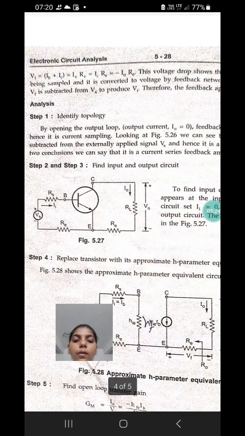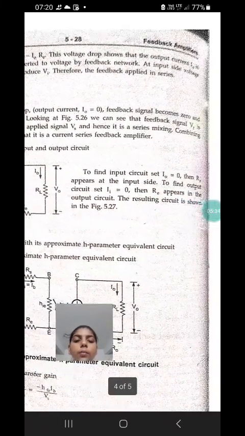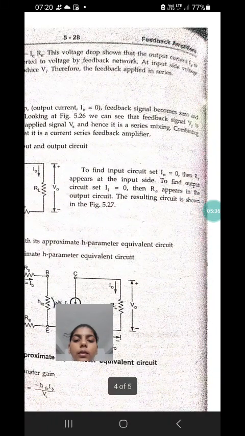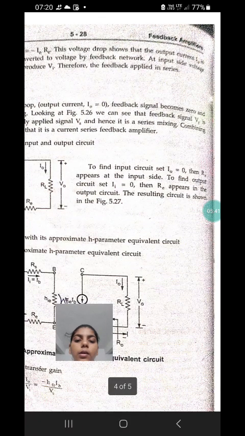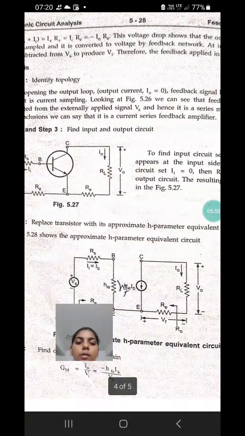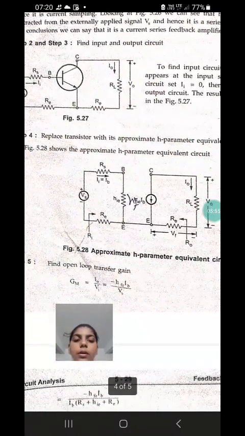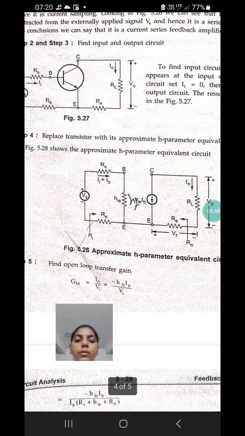Next, we find the input and output circuits. Redraw the above circuit as in Figure 5.27. To find the input circuit, I0 equal to 0, then RE appears at the input side. To find the output circuit, Ii equal to 0, RE appears at the output side. The resulting circuit is as shown in the figure. Replace the transistor with the approximate h-parameter equivalent circuit at low frequency.